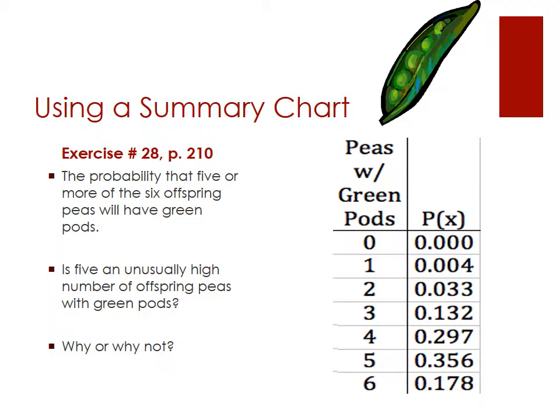Now I'm going to have you do a second problem very similar to this one. You're going to do this on your own. So we're not going through the calculations here. We just did them above. If you need to back up and watch that section one more time before you move into this next exercise, do so. So we're going to do number 28 on page 210. And we're looking at the probability that 5 or more of the 6 offspring peas will have green pods. Then we're going to ask ourselves if this is an unusually high number of offspring peas with green pods and be able to provide an argument for why or why not. So pause the video here, answer that first part of the question, then check your answer, and then we'll move on to the next part.